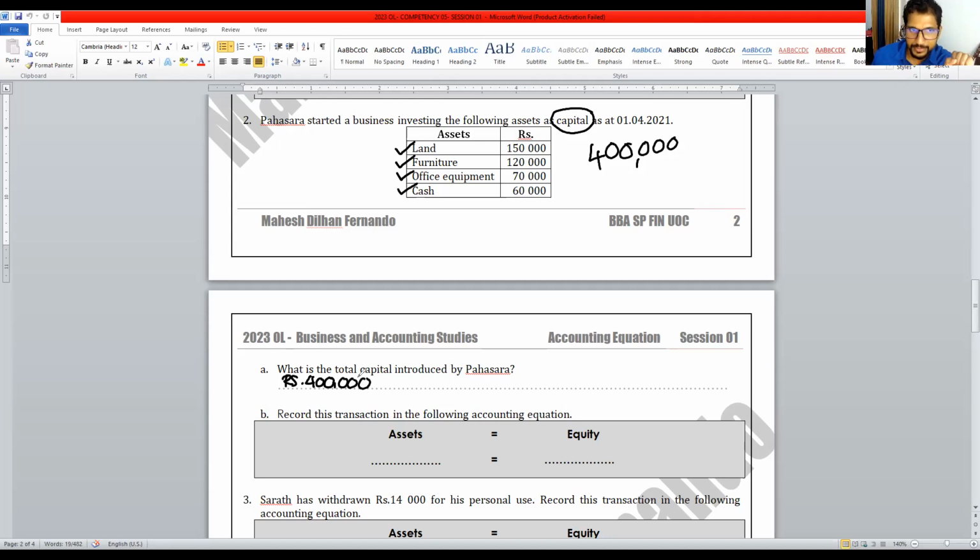Now, B. Record this transaction in the following accounting equation. What happens after all these transactions? Assets increased by how much? 400,000. Equity increased by 400,000. This is what happens in the business. Write this down. Good. Now look at the next one.